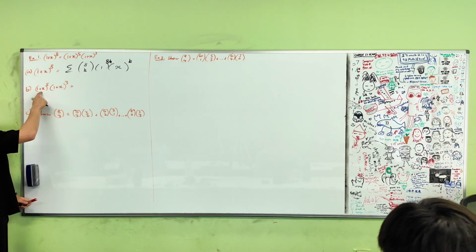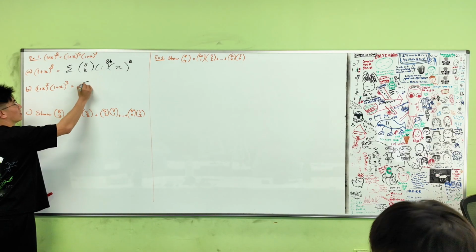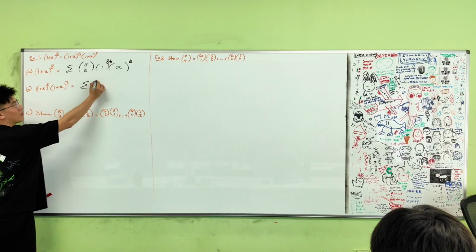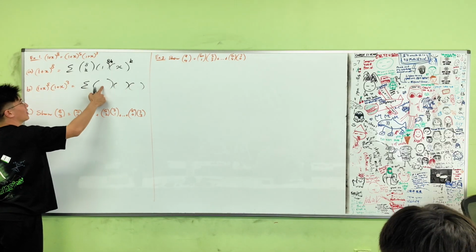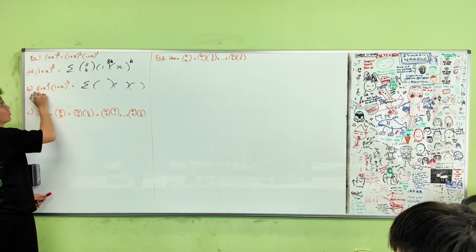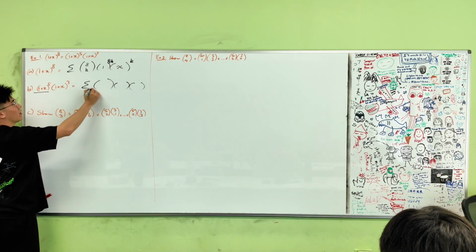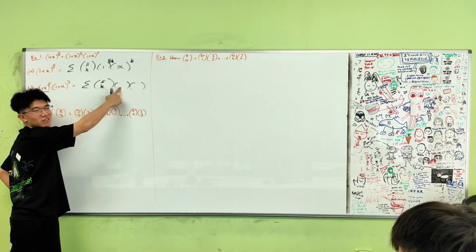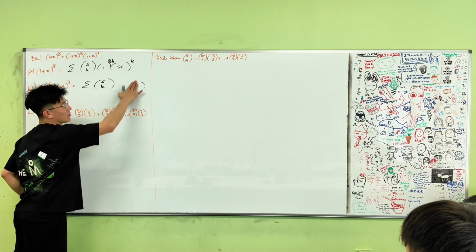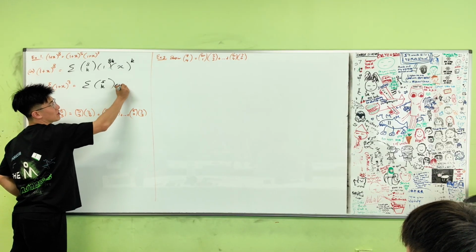Can you write sigma notation for this first one? How many brackets? 3 of them. What goes in that first bracket? Let's do this first. 5 choose k. Beautiful. And then it's just 1. But do we care about the 1? Not really. In hindsight it is 3 brackets, but the 1's kind of useless.